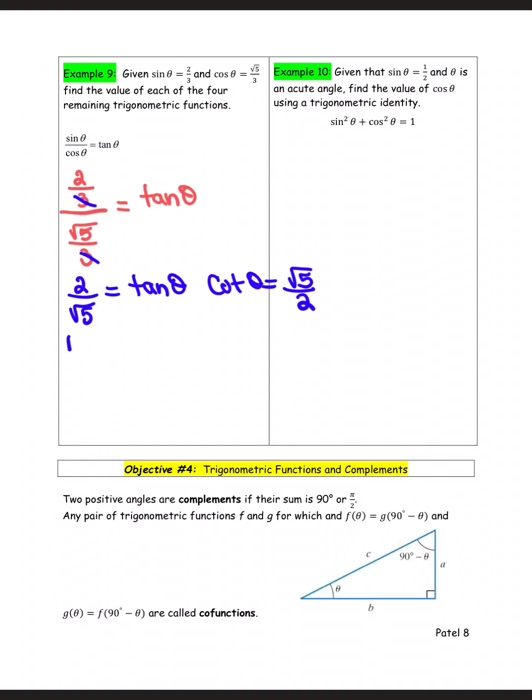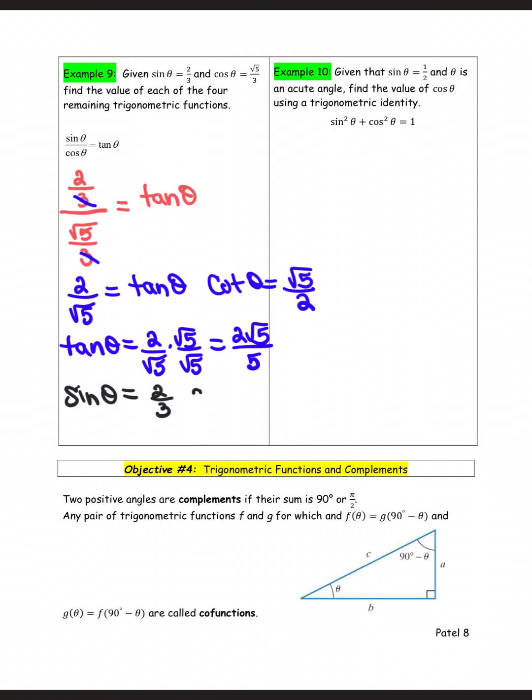So tan of theta here, I'm going to rationalize 2 over square root of 5 by multiplying by square root of 5. So we have 2 square root of 5. Square root of 5 times square root of 5 is square root of 25, and square root of 25 is back to 5. And since we know sine of theta is 2/3, the reciprocal of sine of theta is cosecant of theta, which is 3/2. We're just flipping it.